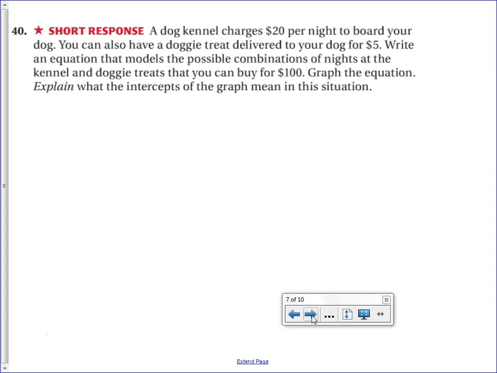So we have two variables. Okay, we have nights at the kennel and doggy treats. So let's call x nights at kennel. And our y variable will stand for number of doggy treats.